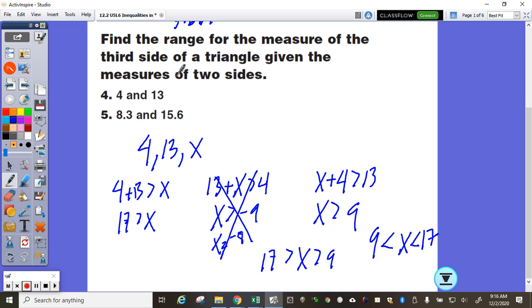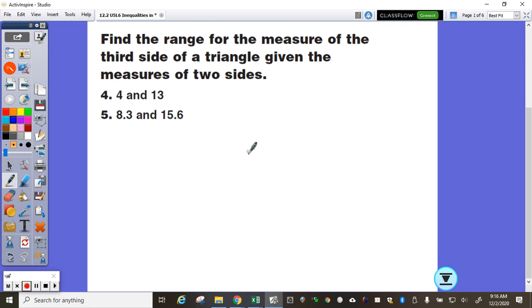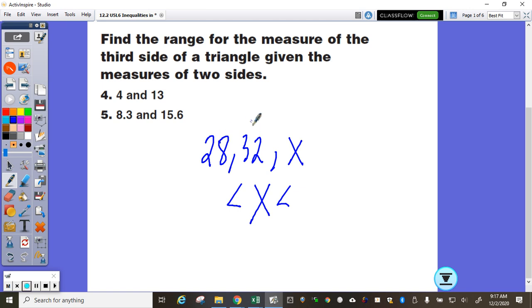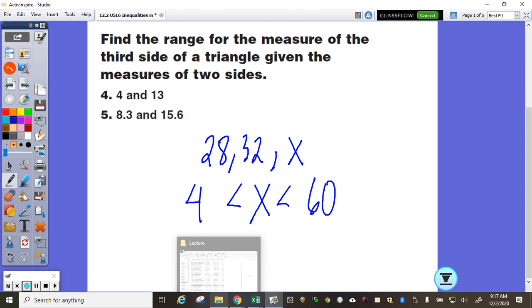Now, here's a shortcut, Megan. If I say, Megan, give me two numbers. Any two numbers? 28 and 32. And I want you to find the range of values for x. The easiest way to do this is we're talking about all values of x between what these two added together equals, which is 60, and what this minus this is 4. Okay?